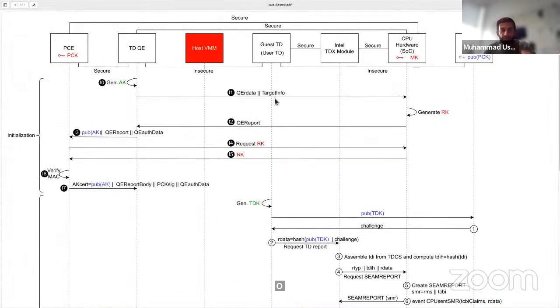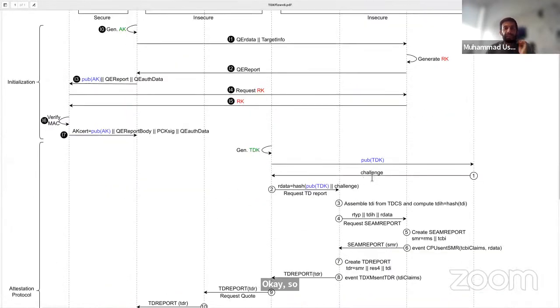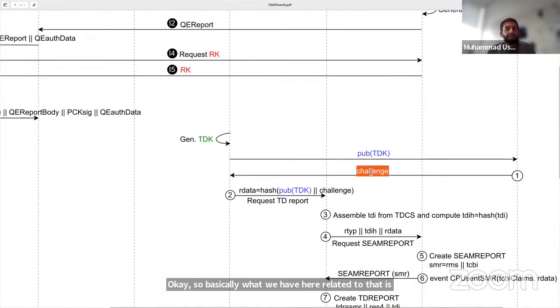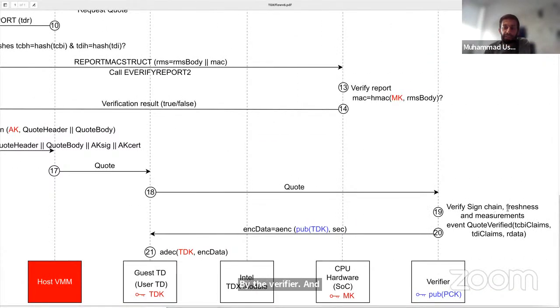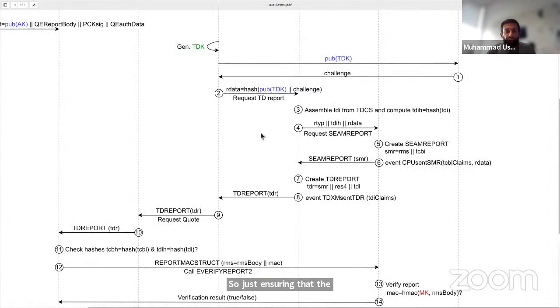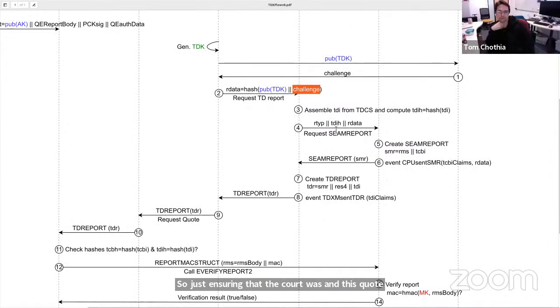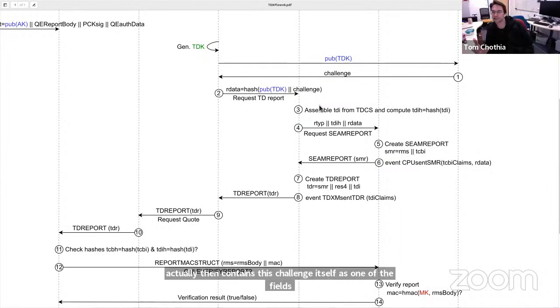Okay, so basically what we have here related to that is only a nonce sent over as a challenge by the verifier. And then the verifier at this end checks that the nonce that it obtained in the evidence is the one that it sent. So just ensuring that the code was, and this code actually contains this challenge itself as one of the fields. Cool. So this nonce gives you the freshness.